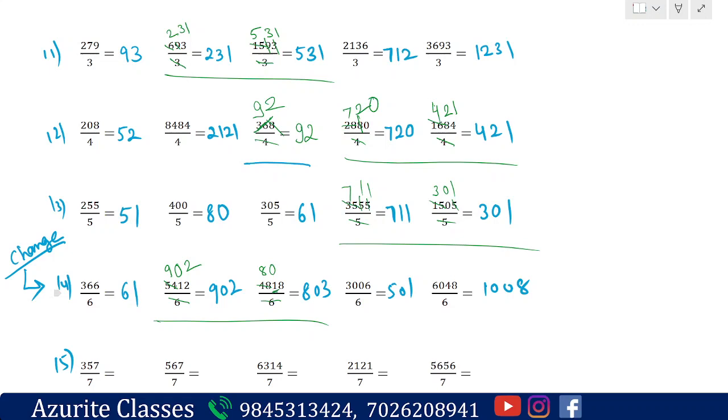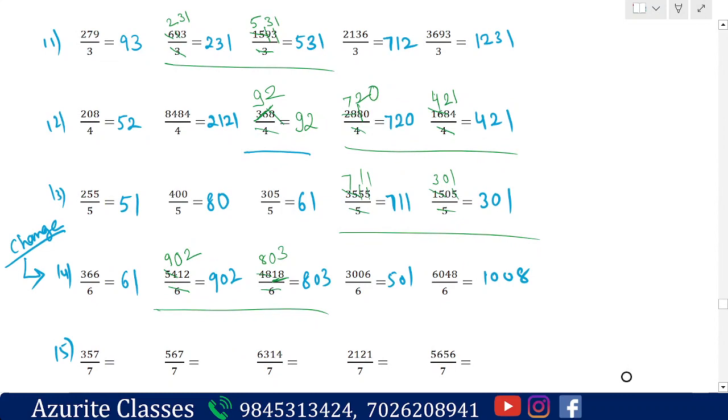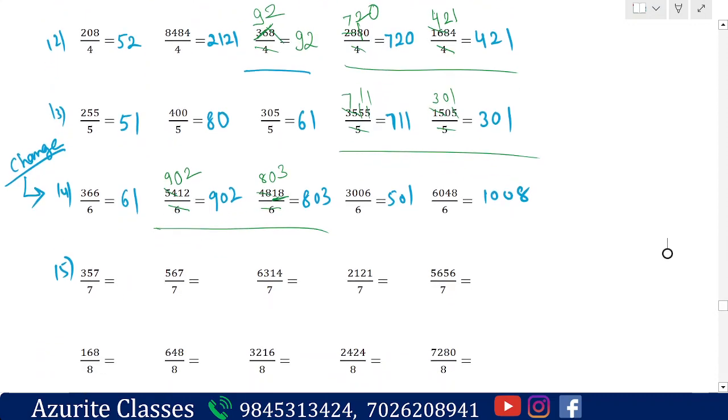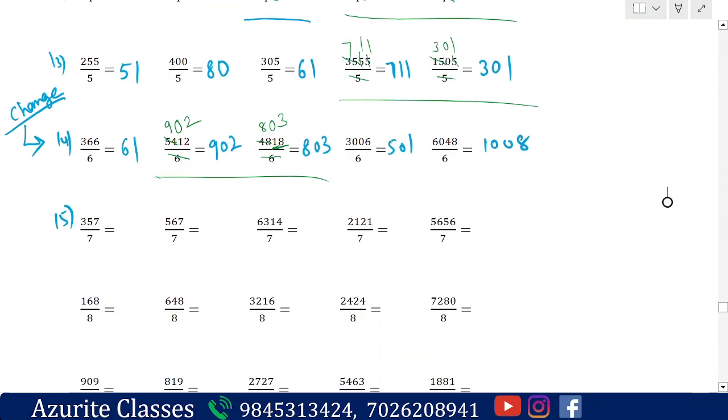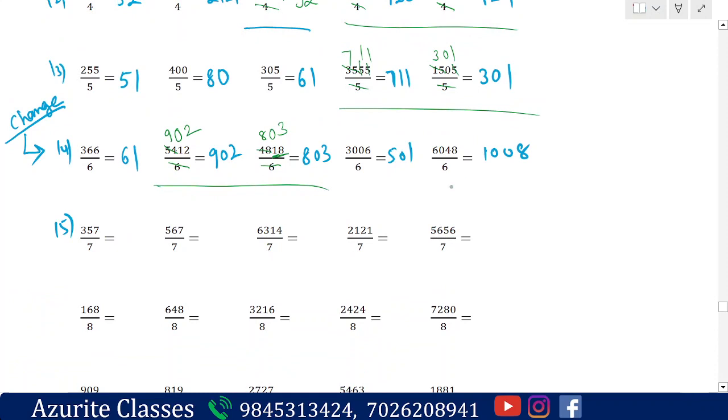Next, 6 threes are 18, that is 803. So did everyone understand this? When the 0 will come, it is smaller. Okay, any doubt for anyone? No doubts? So when the 0 will come, you have to remember, don't make mistakes. Okay, good. So I will explain this question once again.